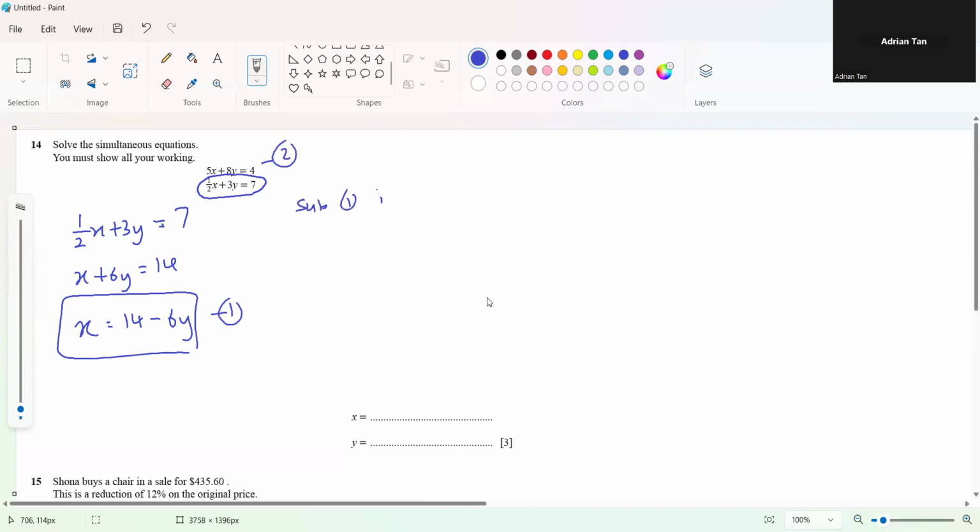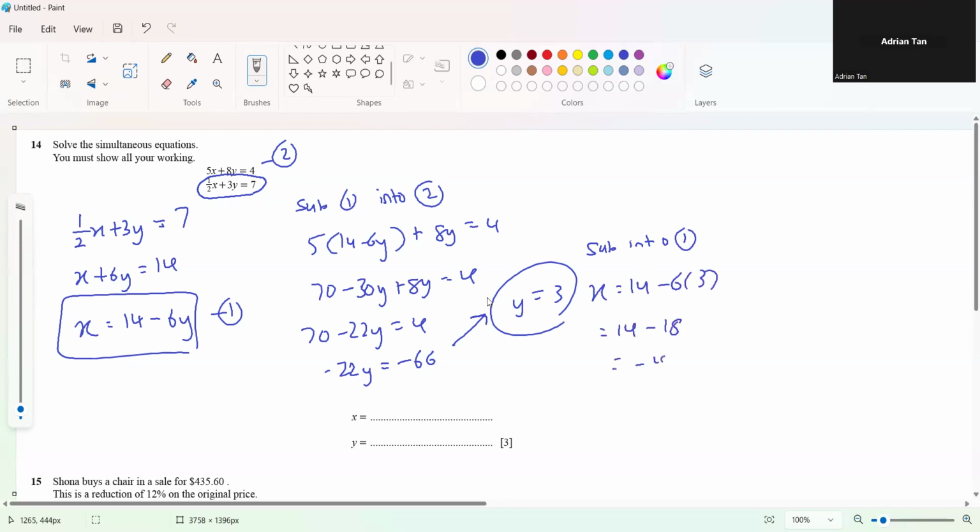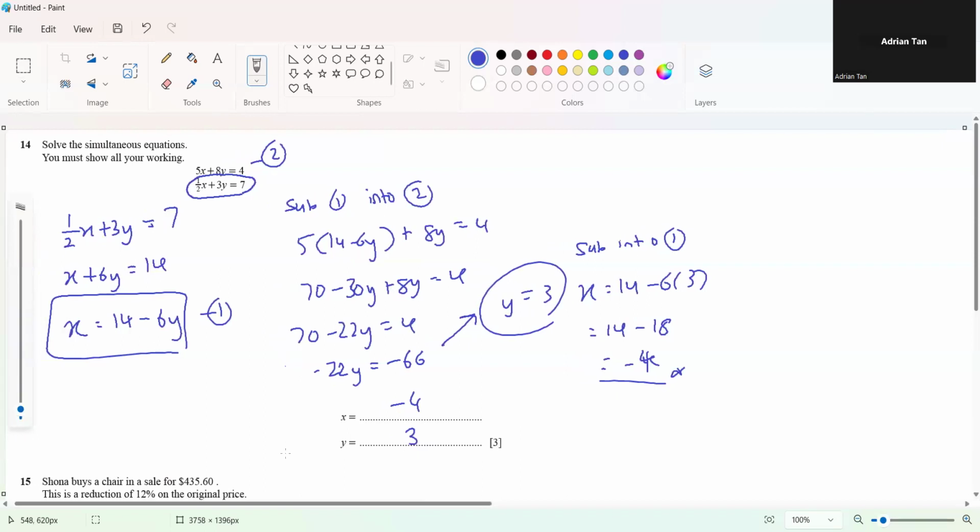So I'm going to sub 1 into 2. So sub 1 into 2, this would be 5 times (14 minus 6y) plus 8y equals 4. Then that would be 70 minus 30y plus 8y equals 4. 70 minus 22y equals 4. Both sides minus 70. Negative 22y equals negative 66. Finally, y equals 3. So from there, we sub it back into 1. And then x equals 14 minus 6 times 3. So it'd be 14 minus 18, which is negative 4. So x is negative 4, y is 3. So that's for number 14 done. And then we move on to number 15.